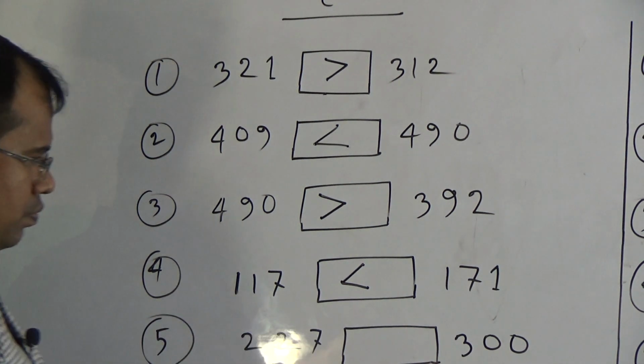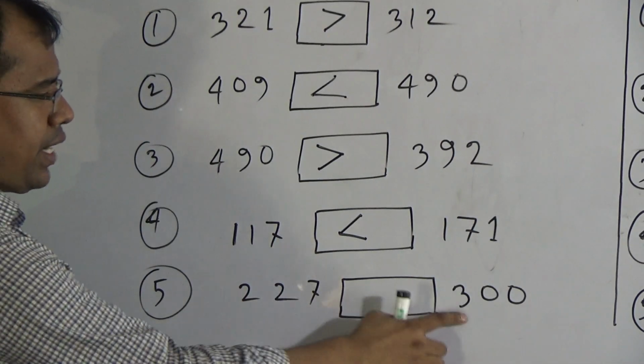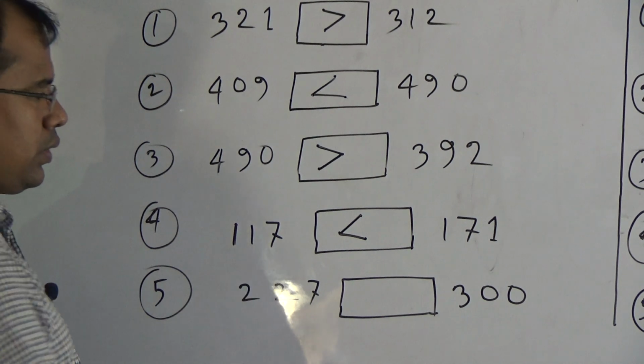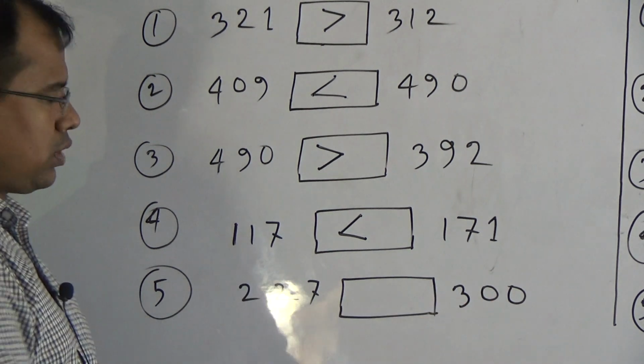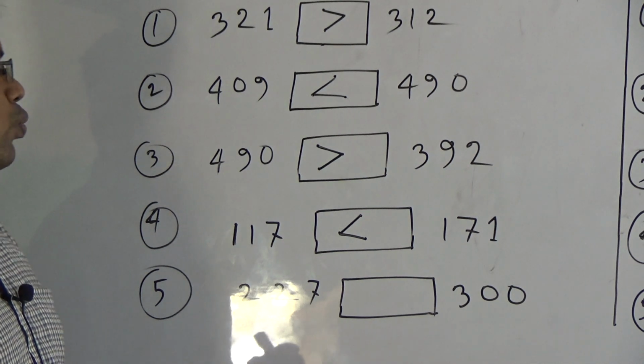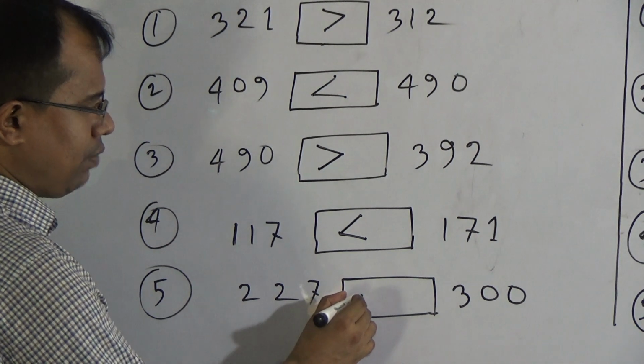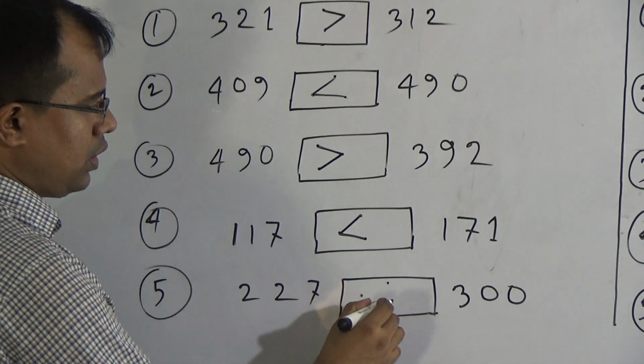Now the fifth numbers, 227 and 300. You can easily know that 300 is greater, that means 227 is smaller than this number, so we will put a smaller than symbol here. That means 1 dot will come in this side and 2 dots will come in this side.